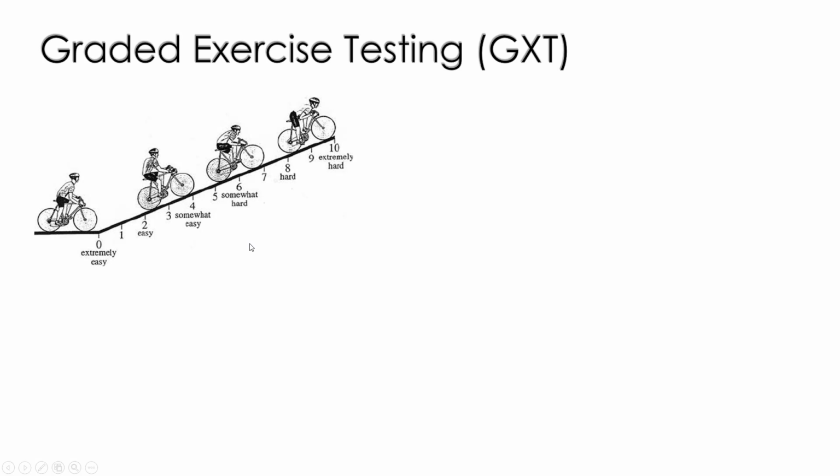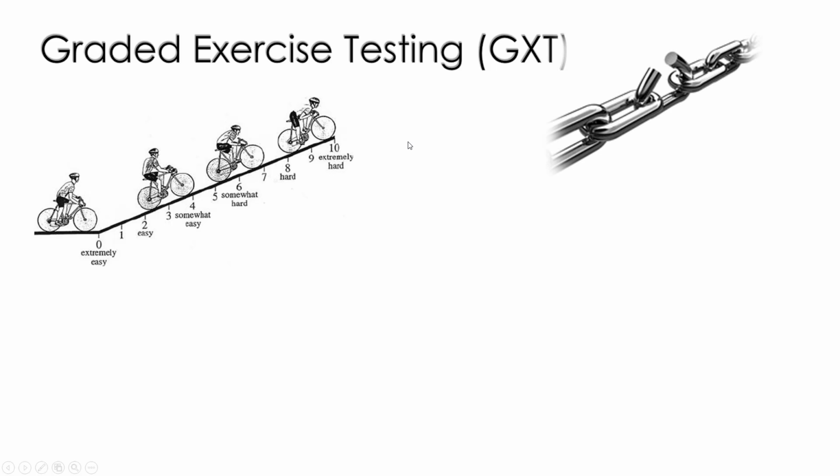And you remember that with the GXT, we make things harder in a graded way. So we start very easy in the test and we eventually make it harder and harder. And given the case of a maximal test, we make it so that it's so hard they can't perform the exercise anymore. And the importance of this is because when we make exercise harder and harder, we're stressing all of the different organ systems that I spoke about in the last video.